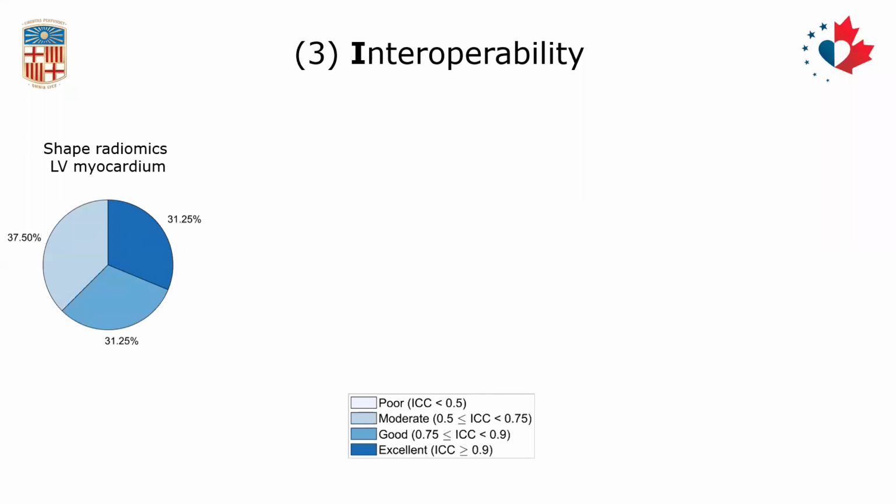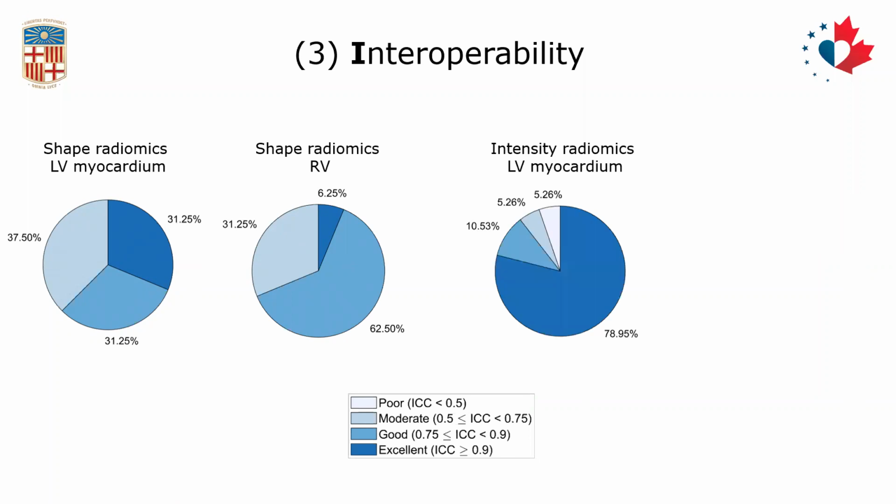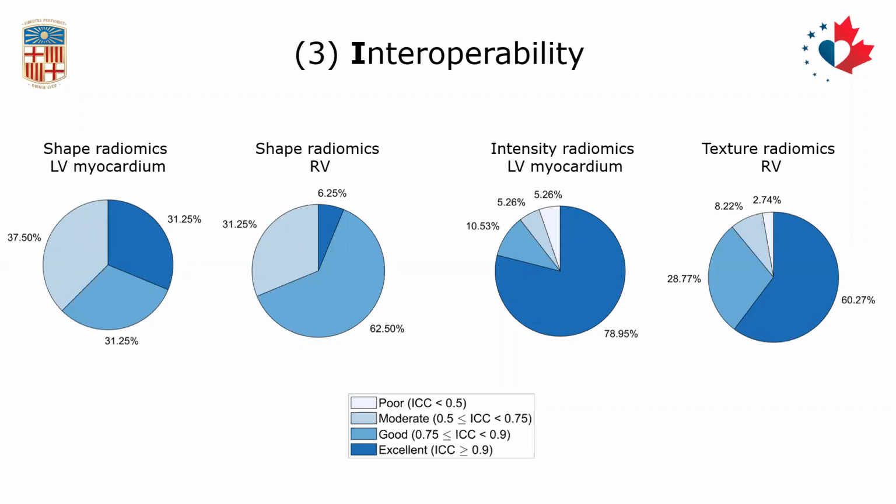We performed this study, and what we found is that for shape radiomics of the LV myocardium, 1/3 of them were considered moderate to poor features in terms of reproducibility. Another 1/3 were considered good, and the last 1/3 excellent, which means intra-class correlation coefficient over 0.9. Now, interestingly, for the RV, the number of features with excellent reproducibility drops to 6%, because the RV is more complex to segment. For intensity, it's the opposite. We have a much larger number of features with excellent reproducibility, which shows that there is potential in using these more advanced textures instead of using only shape-based indices in cardiac imaging.